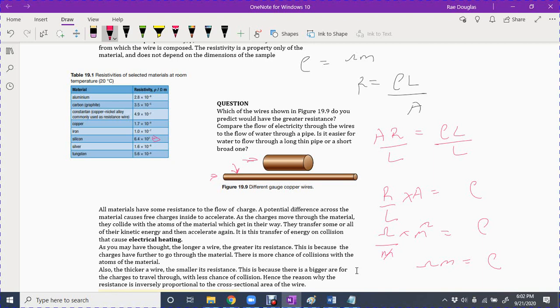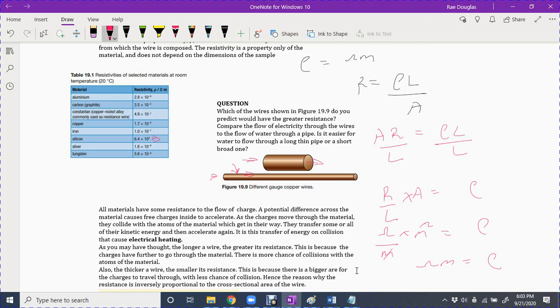So what is this part saying about water flow? Is it easier for the water to flow through a long thin pipe or a short broad one? So I would say it is much easier for the water to flow through a short broad one, right? And that is because you have more space in between it, so less resistance in regards to the water, right? But if you look at it from a charge standpoint, we expect that the greatest resistance would be for this one, the one with the much longer length and a smaller cross-sectional area.